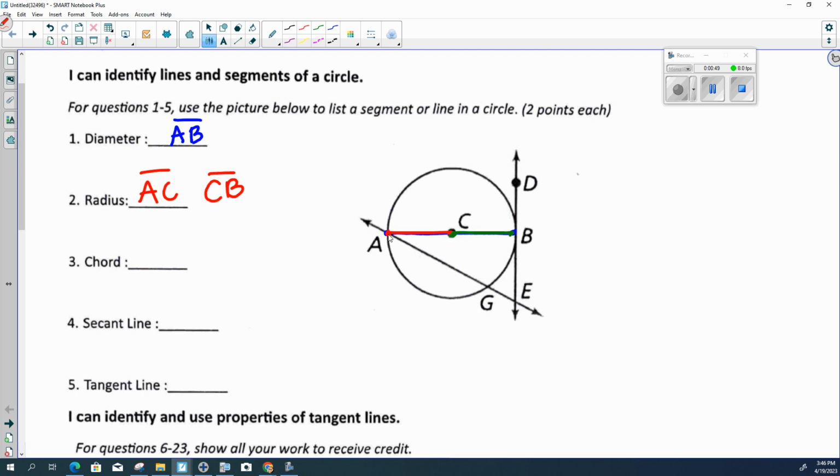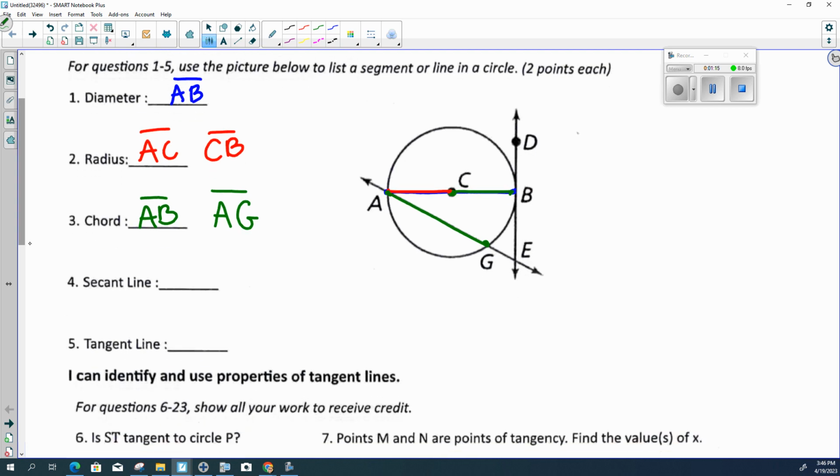A chord is a line segment that touches the circle twice. So we've got two of those. Diameters are considered special chords, so you could put AB, but AG is another one. And to make sure people know that you're talking about the chord, which has end points on the circle, you just give it a flat hat. That means it's a line segment.